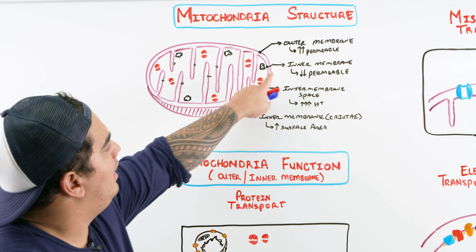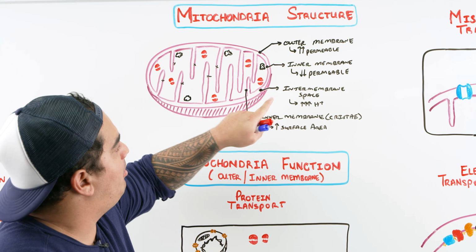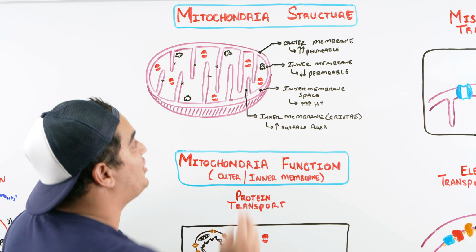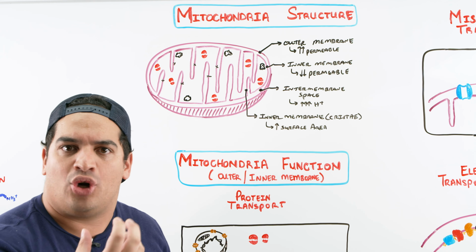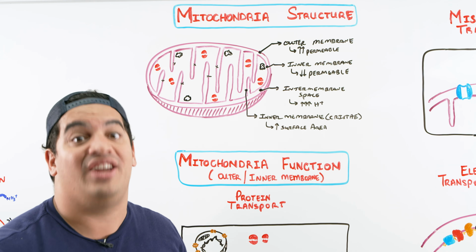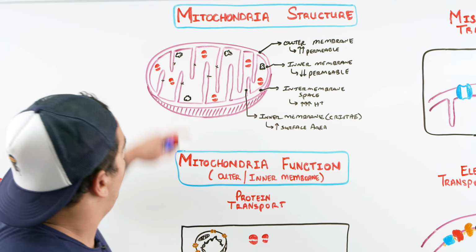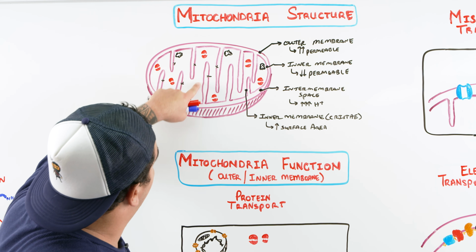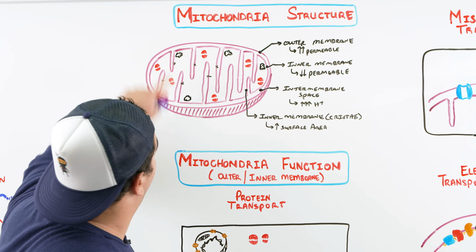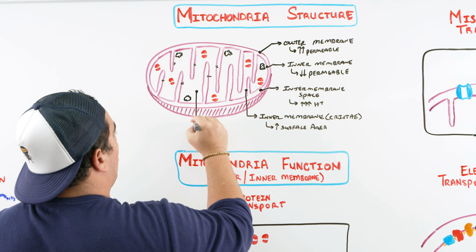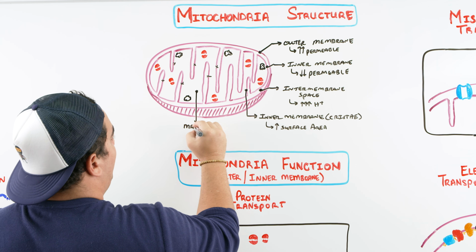So we got outer membrane, inner membrane, intermembrane space. The inner membrane has a special type which invaginates into the actual center of the mitochondria called the cristae, which increases the surface area for a lot of metabolic reactions. The last part is all of this white space here, which is basically the mitochondrial matrix. So really all of this in here is called your mitochondrial matrix.